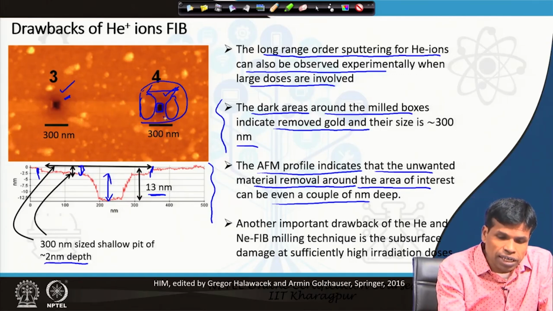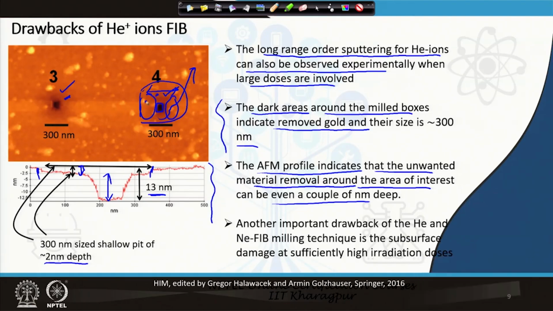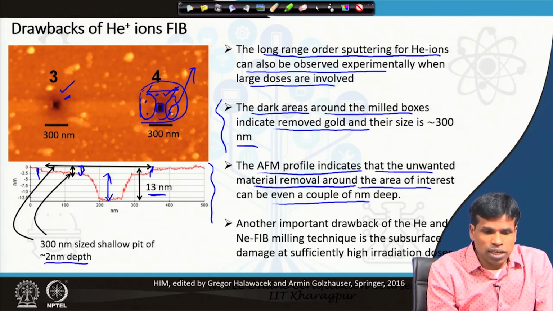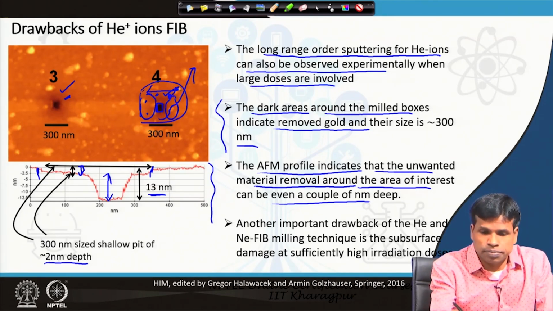So, when the helium ions go in here, they also take out some of the gold atoms in the region around the specimen. This is the secondary sputter volume, and in this way this is one of the drawbacks: though we do not want to mill this area, automatically it will be done because of this.